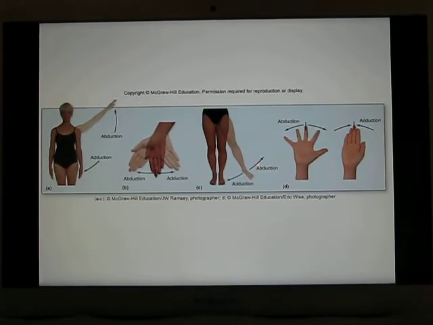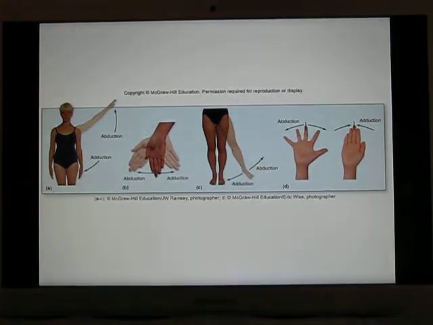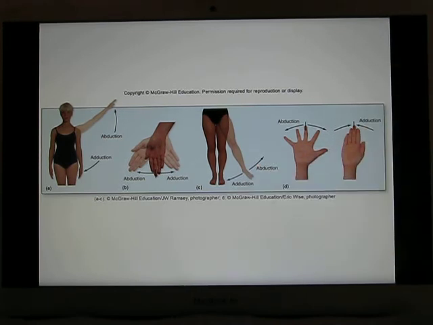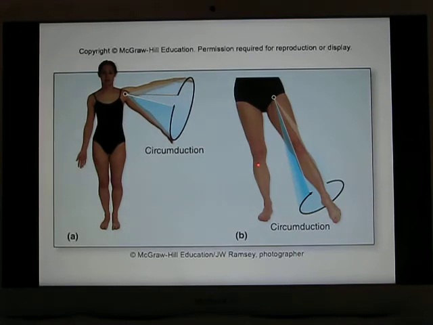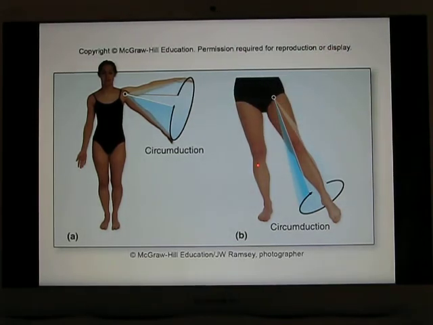Next one is called abduction, adduction. I call it AB duct, AD duct because these two words sound very similar, so it's easier to distinguish the two. Abduction and adduction come from a joint that starts from 0 degrees, like your shoulder joint. When you increase the angle, it's called abduction. When you decrease the angle, it's called adduction. And this one is called circumduction, pretty self-explanatory.